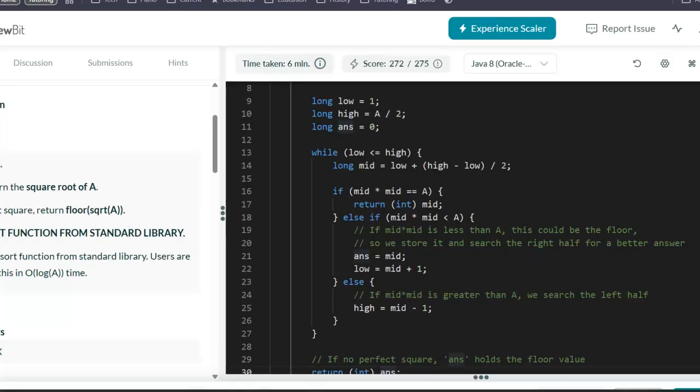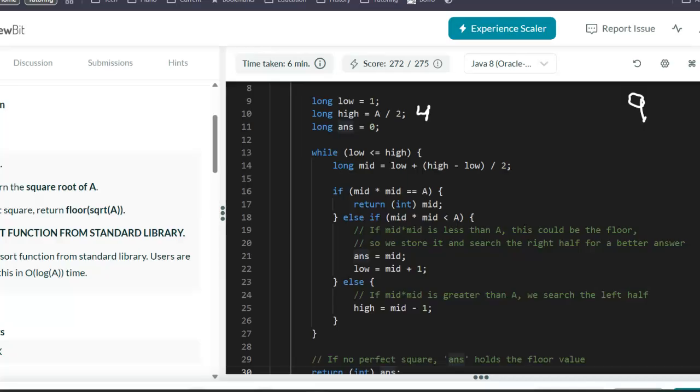Okay, actually, I feel like I want to do an example here just to illustrate what I mean by a binary search converging on an answer. So let's take the example that they had here of 9. Just write it over here so we'll remember it. 9. All right, low is 1, A is 9. High is A over 2, 9 over 2, integer division, is 4. Answer is 0. So low less than high.